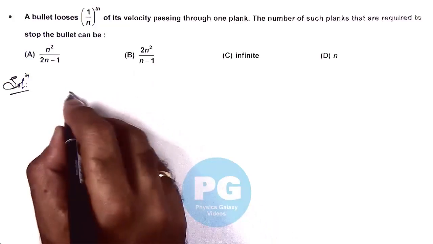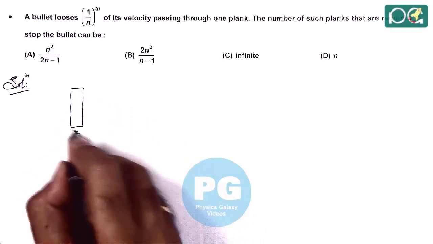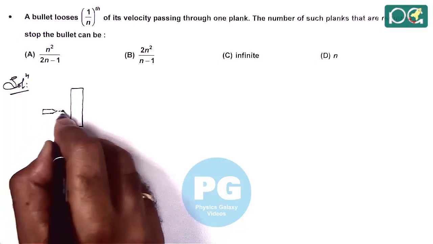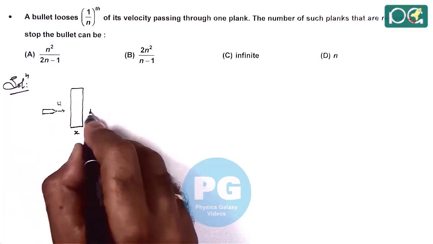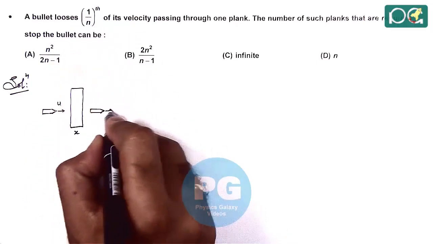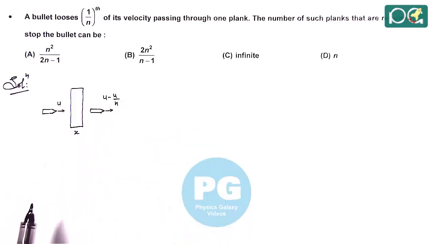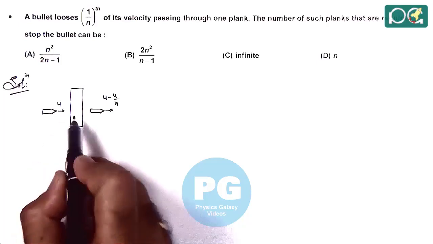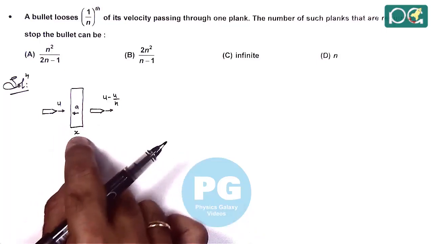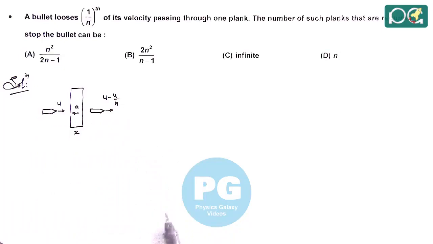Now in this situation, if we visualize the case, we have a plank of thickness x on which a bullet is fired with velocity u. The bullet comes out with a velocity such that it loses 1 by nth of its velocity. So the velocity here is u minus u by n, because u by n is the velocity which is lost. Inside the plank, we can consider the acceleration constant, or we can say the work done due to friction inside is the cause of loss in kinetic energy. So either way we can solve it.